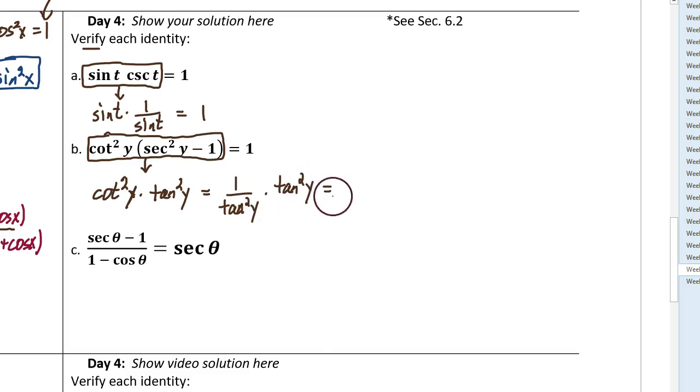These will then cancel out, and you're left with the answer of 1. Now the next one, we're starting with this on the left side, and we want to show step by step that it does make secant of theta. So I'm going to use the technique that we had talked about the other day, where you try to replace trig functions with equivalent expressions that have sines and cosines. Where it says secant theta, that's the same as 1 over cosine theta.